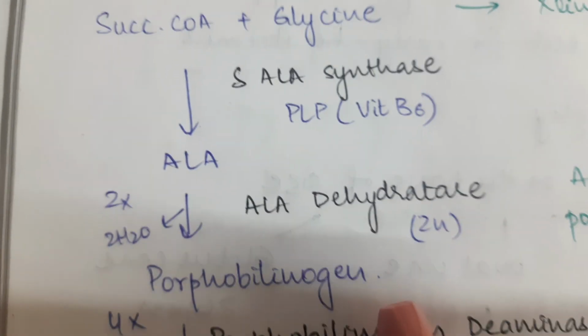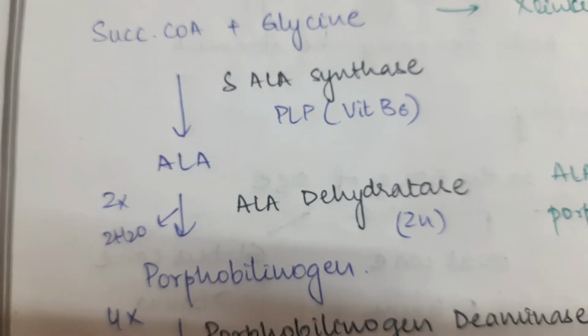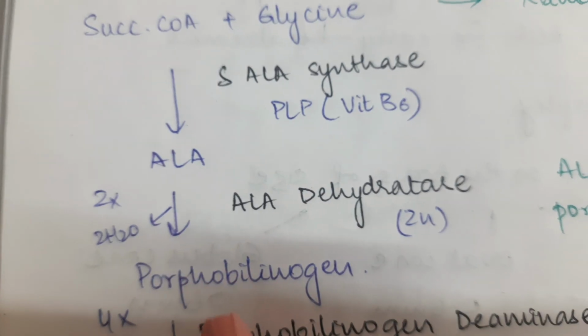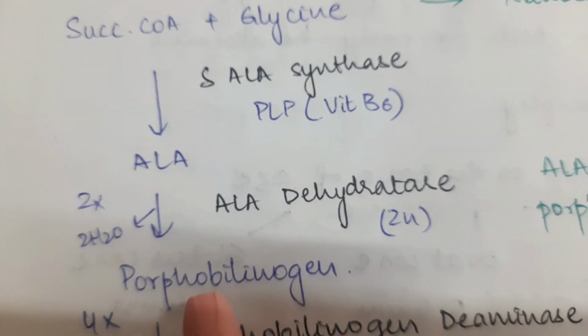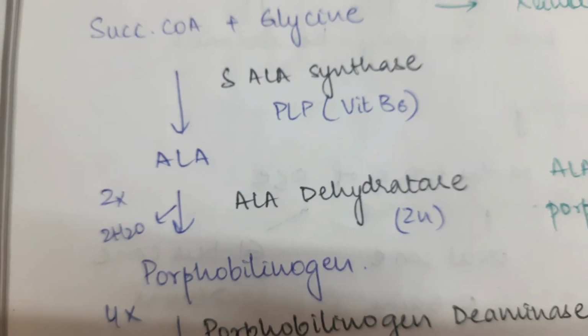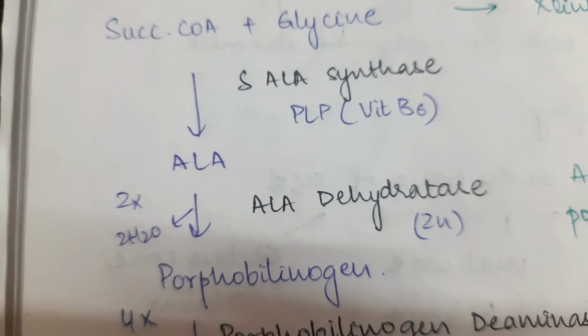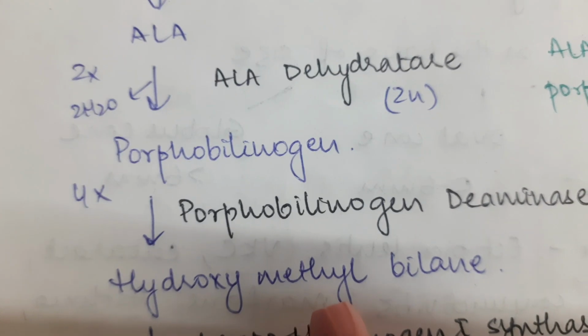The second step is formation of porphobilinogen from aminolevulinic acid. So two molecules of aminolevulinic acid combine in the presence of the enzyme ALA dehydratase and give rise to porphobilinogen. During this process, two molecules of water are released. The next step involves the formation of the porphyrin ring.